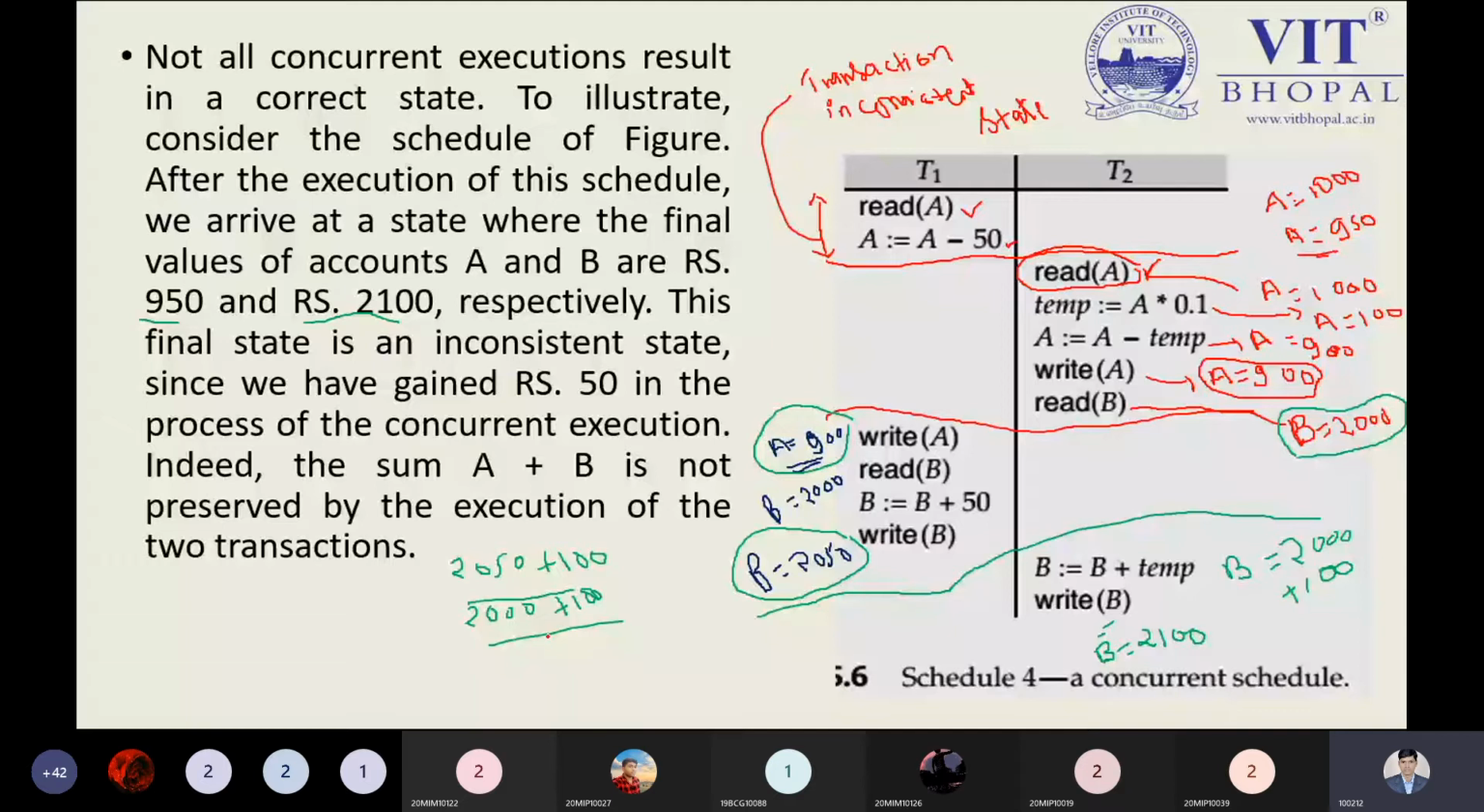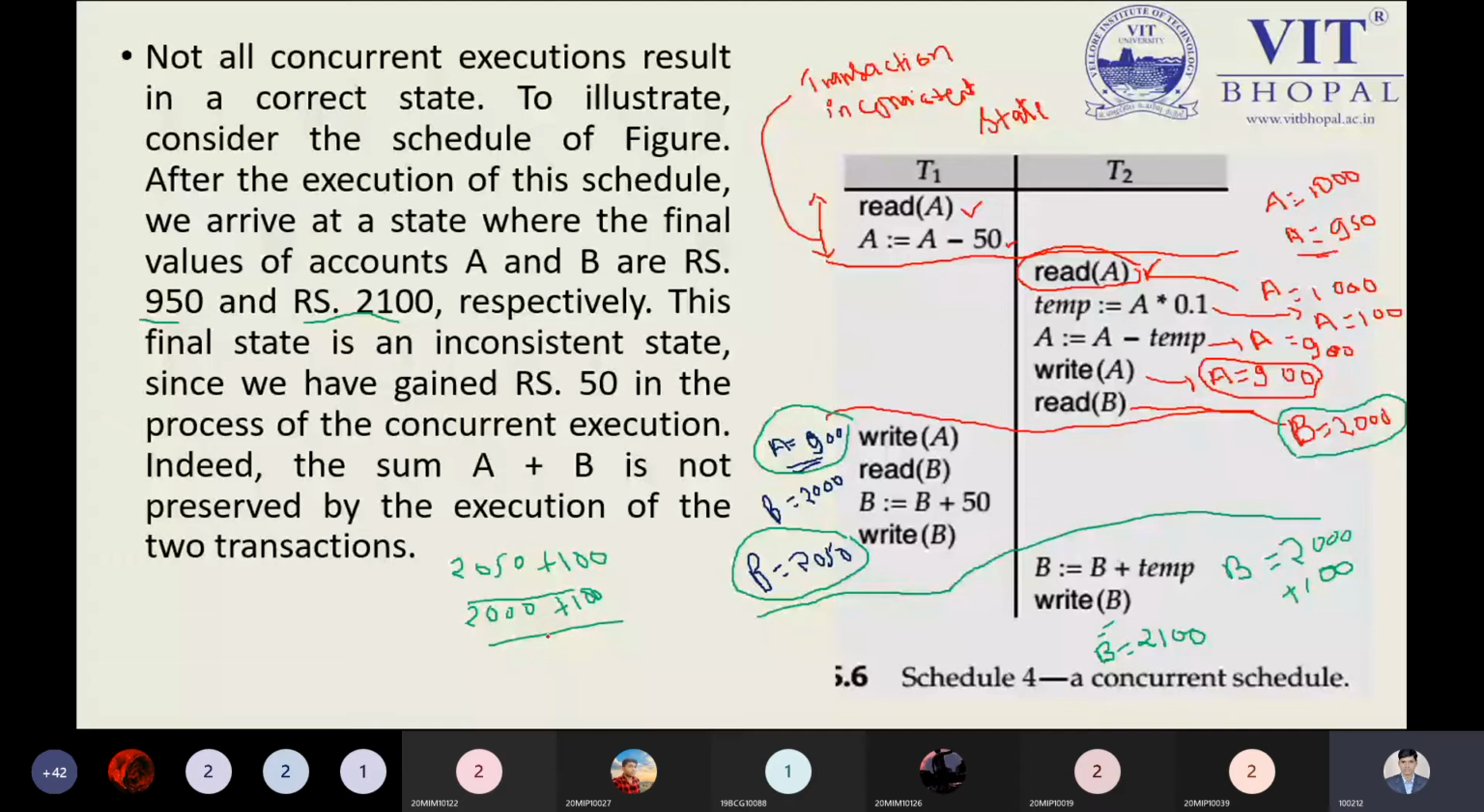The temporary variable, that is the 10% amount of A, will be added over here to the 2000 only. So B equal to 2000 plus 100, not B equal to 2050 plus 100. That is the point you have to keep in mind. If we use the read B operation again before B equal to B plus 10, then B will be considered as 2050. But it was already read by transaction T2 before writing B.